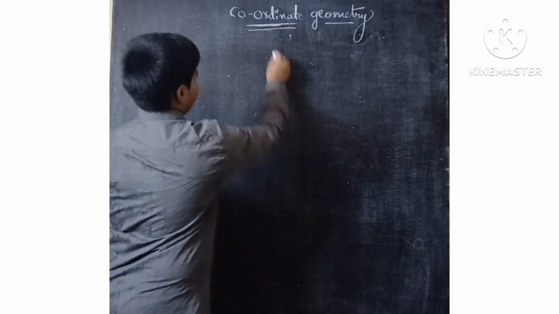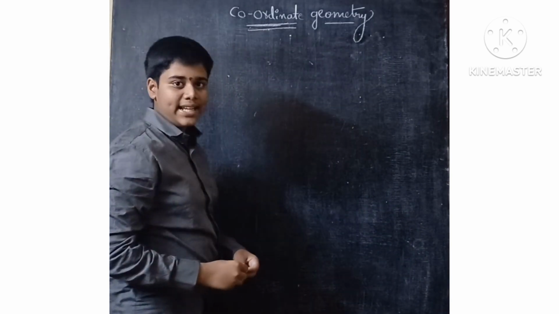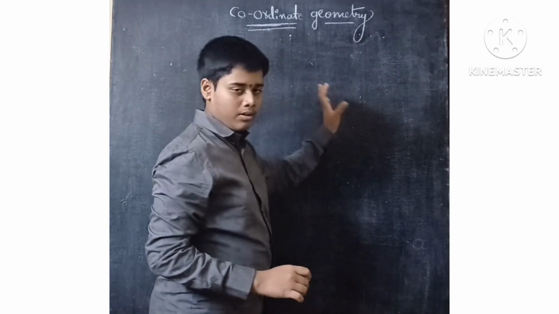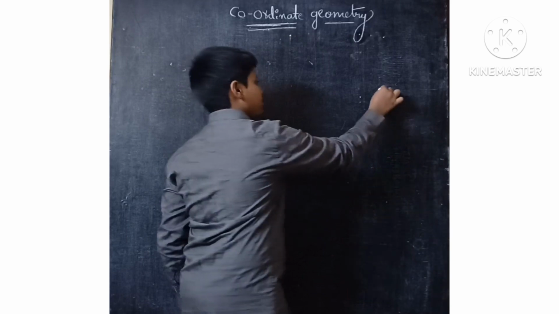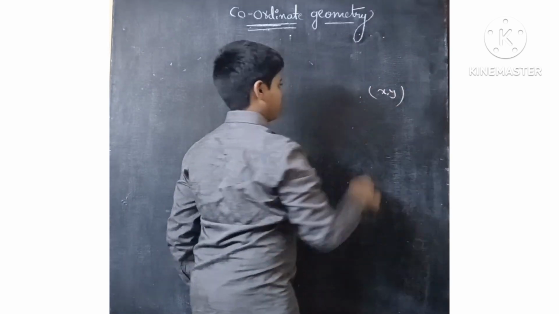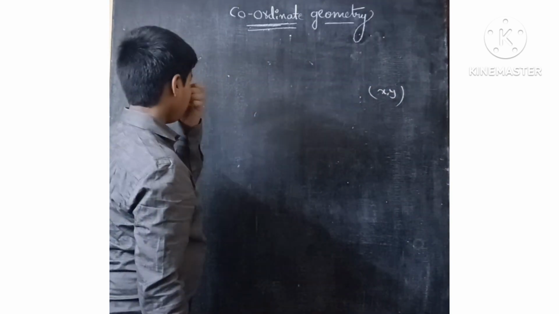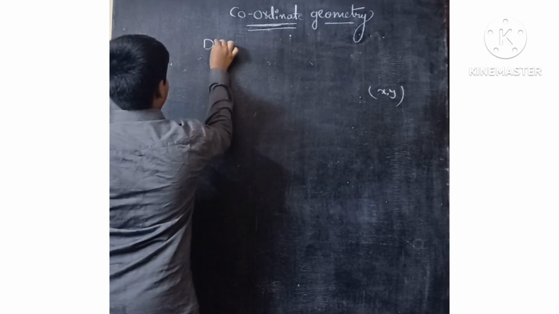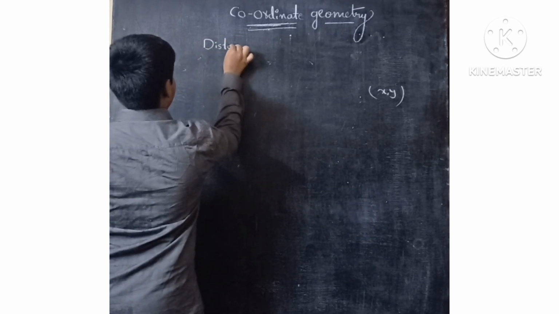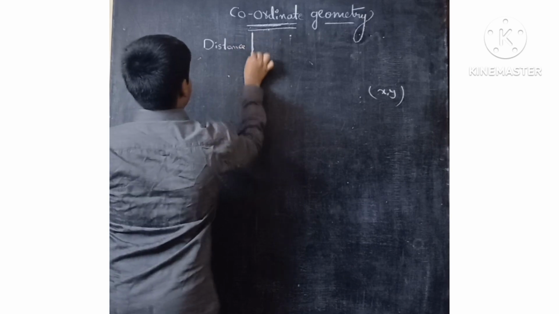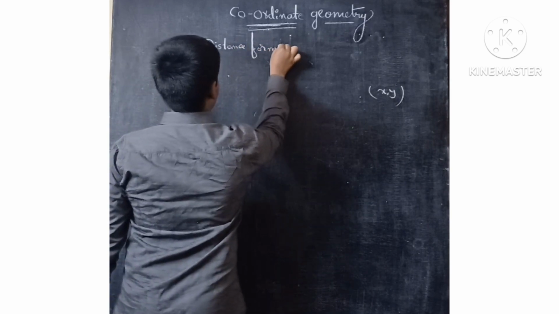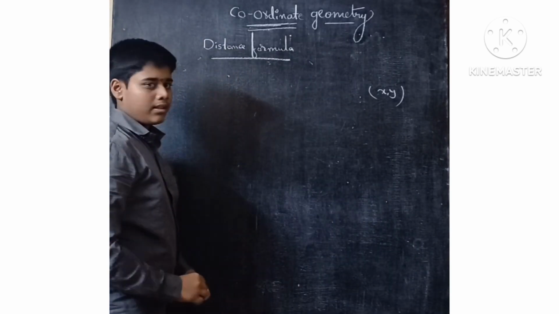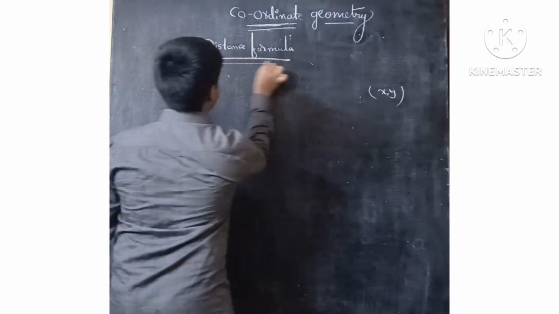Here the main reason of coordinate geometry is to represent points in a plane with the ordered pair values of the x-axis value and the y-axis value. And next one, the distance formula. I will tell only the formula, and in the next class I will tell some examples.